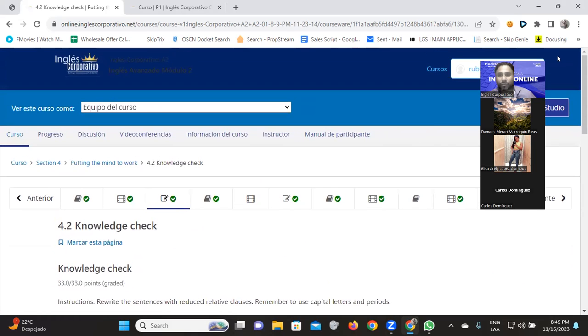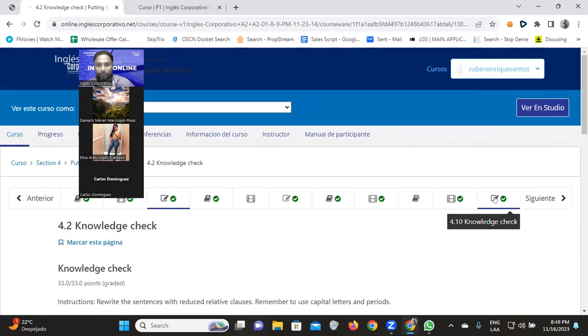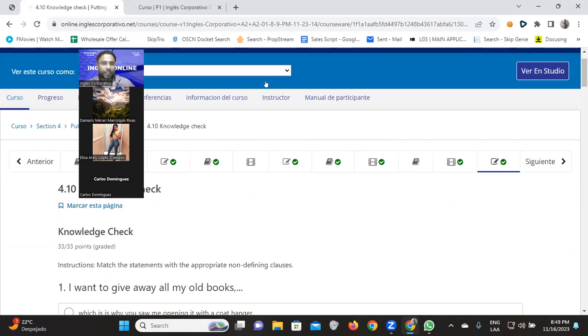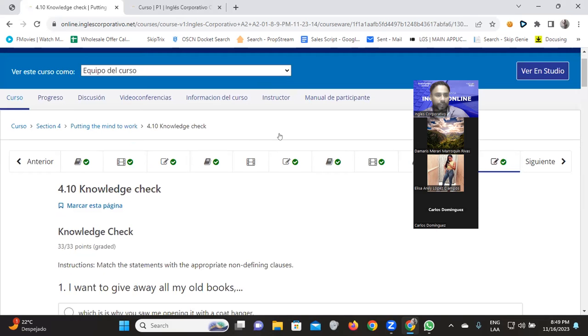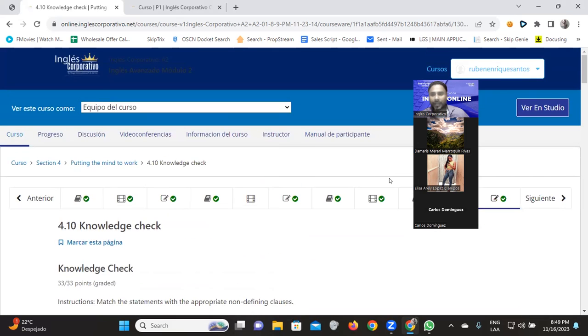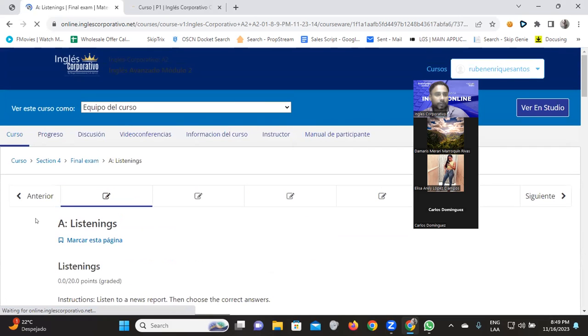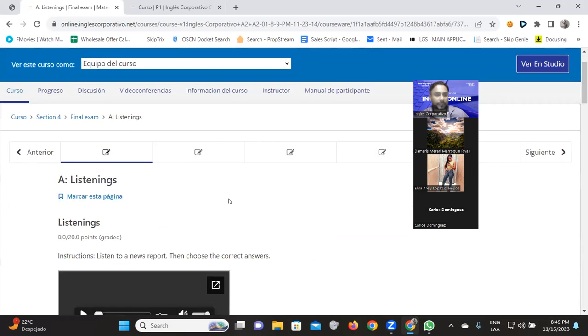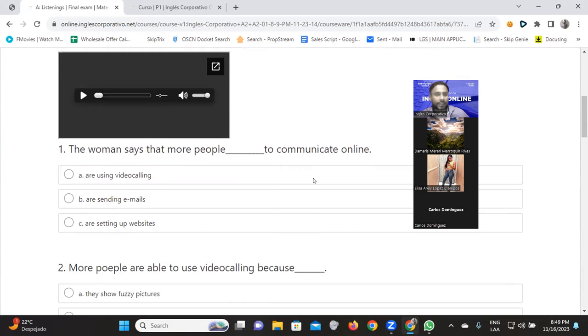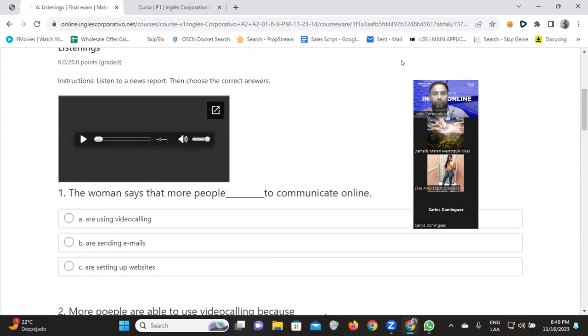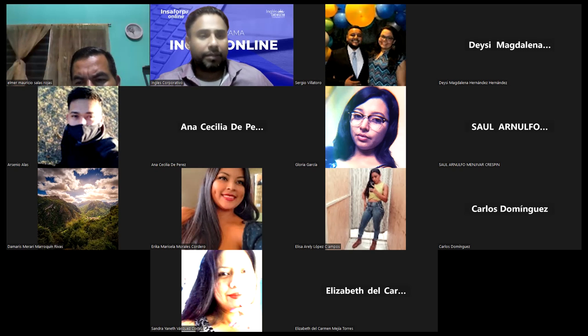Okay, guys, let's go ahead and continue. So we were finishing section 4.0. Let's go ahead and move forward, and we're going to look at section number final exam, listening. Okay, listening. I would like for you to work in pairs and complete the exercise. Y yo voy a mandar las respuestas al grupo. Ready? Let's go.